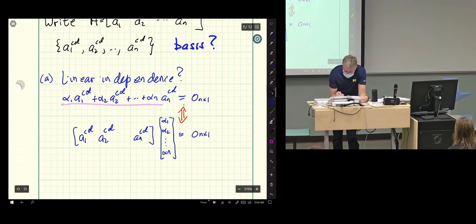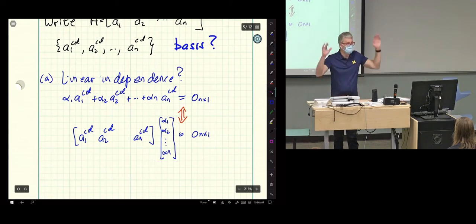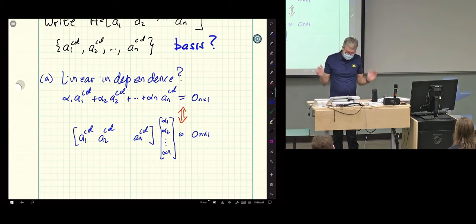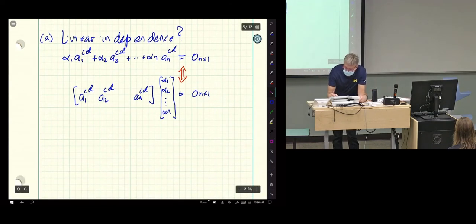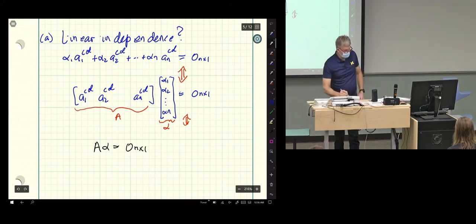Linear combinations and matrix equations, those are the same things. Just always get used to it. Whatever vectors you put here, you just stick them in as the columns of the matrix. The coefficients out front become the things on the right-hand side. Those are the same things. And so this has non-trivial solutions if and only if, so this is A, we'll call that alpha, A alpha equals the zero vector in Rn.